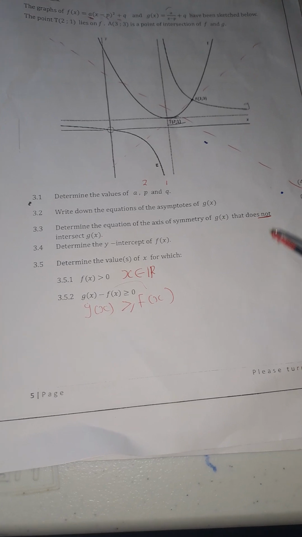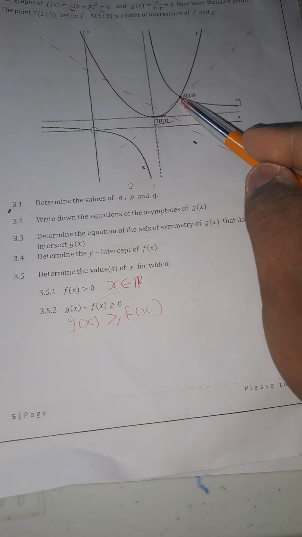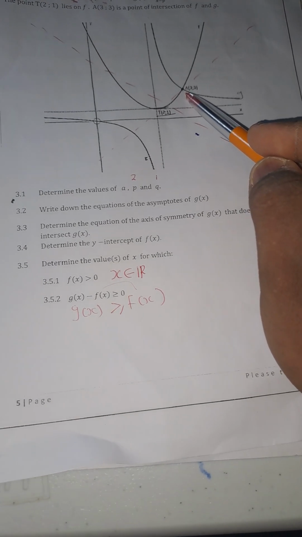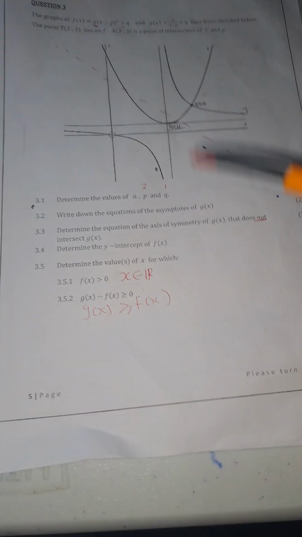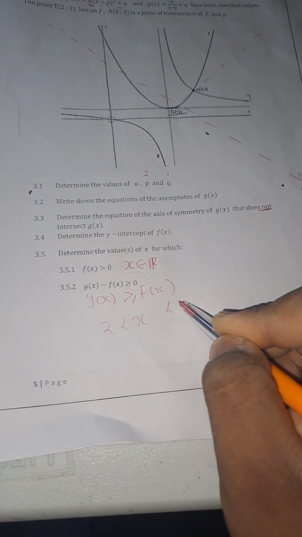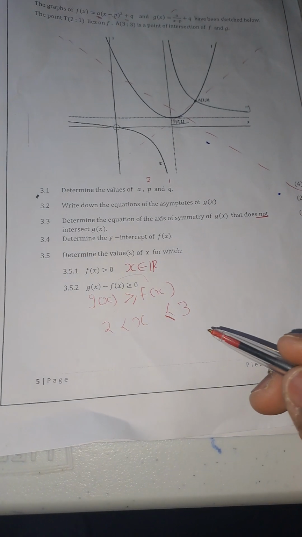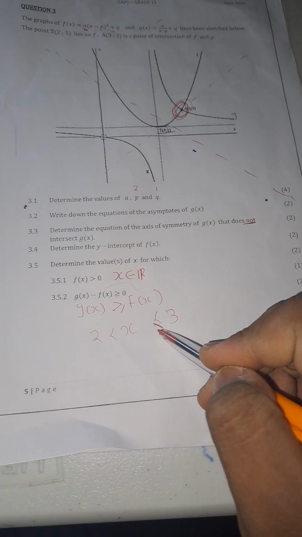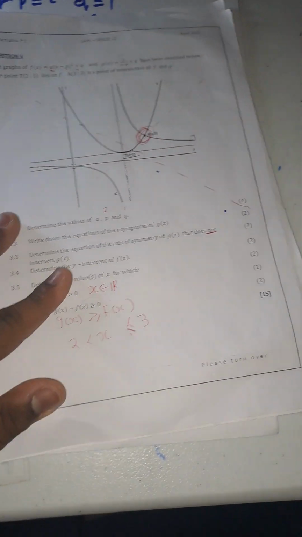What I can see here is that it is above where? At this point, at 3, the x value of the hyperbola there is 3. And at 2 again, you see, g of x. So it will be 2 less than x less than 3. But now it will be less than or equal to, because this is the point of intersection. So it is less than or equal to. You see? Okay, no problem.